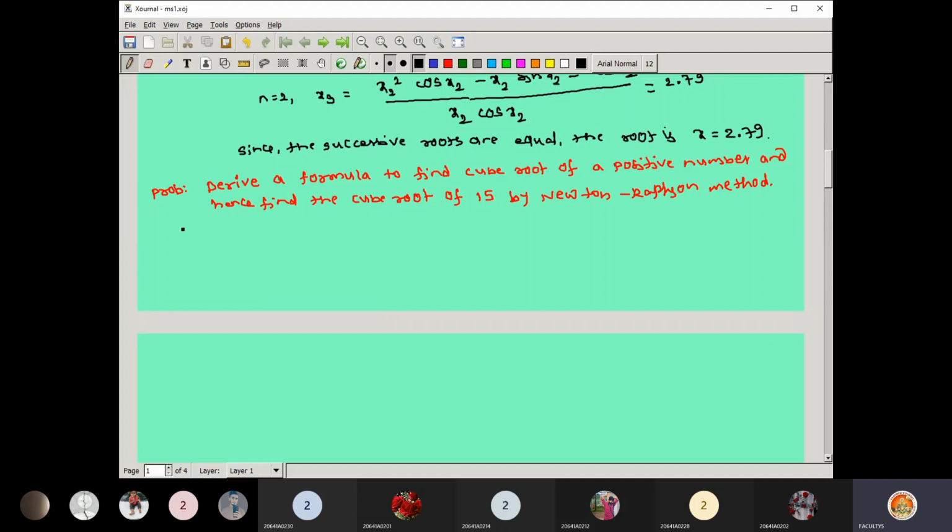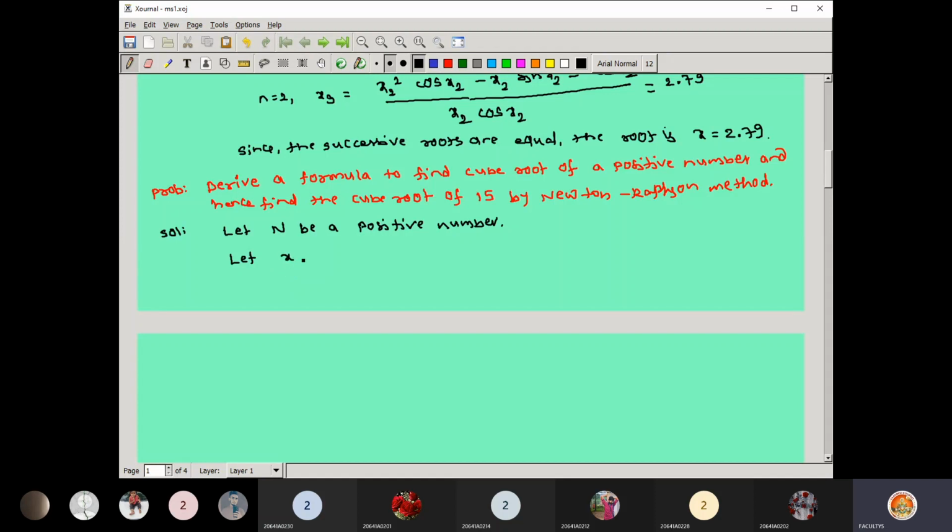So in order to have that particular idea, asking to find out a formula for cube root of a positive number. There is actually no specific positive number, so I'm just supposing, let capital N be a positive number. Next, what is your target? Your target is nothing but to find out cube root of that particular number.